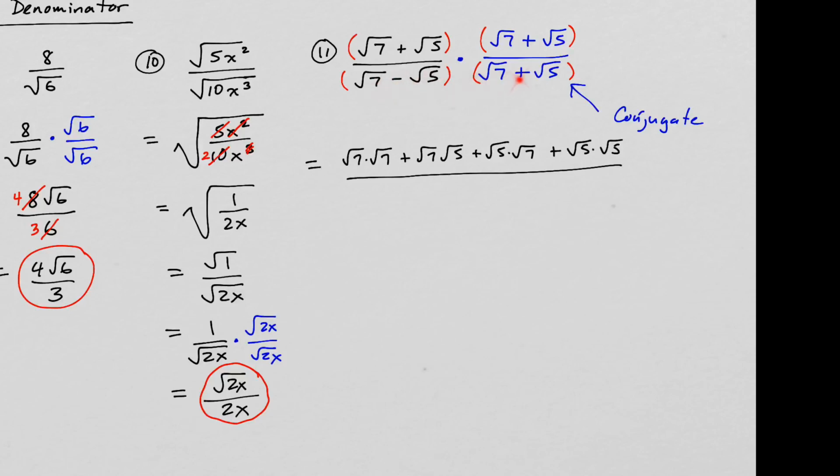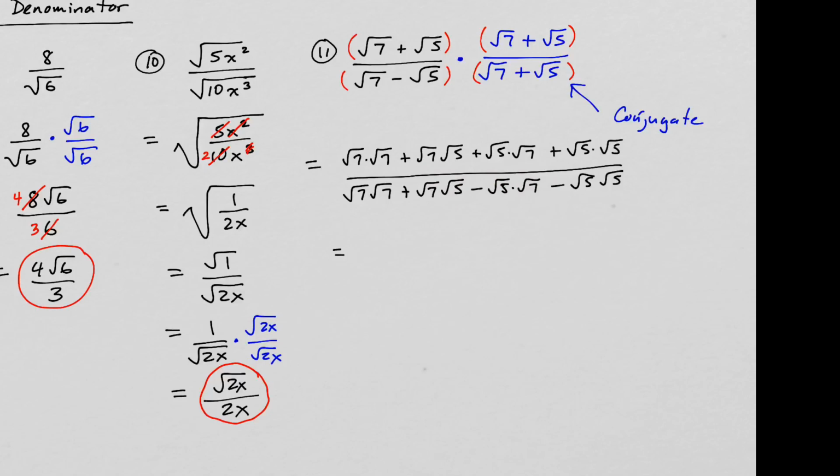The denominator is very similar. Radical 7 times radical 7 plus radical 7 times radical 5 minus radical 5 times radical 7 and minus radical 5 times radical 5. So now you have to very carefully simplify. Radical 7 times radical 7 is 7, so both of these are 7. Radical 5 times radical 5 is 5, so both of these are going to be 5. And radical 7 times radical 5 is radical 35, and that actually occurs here, here, here, and here.